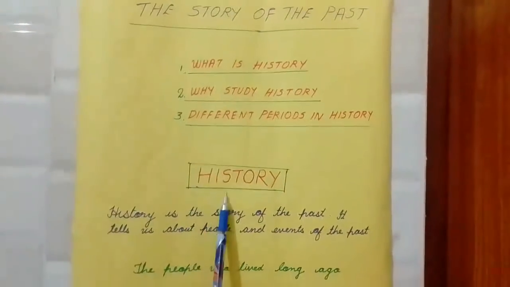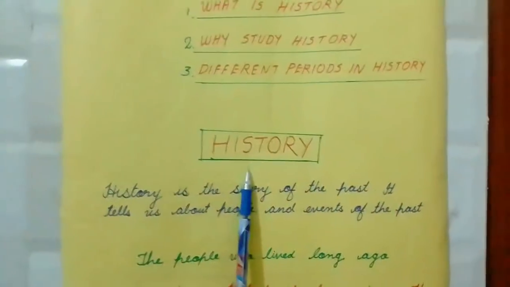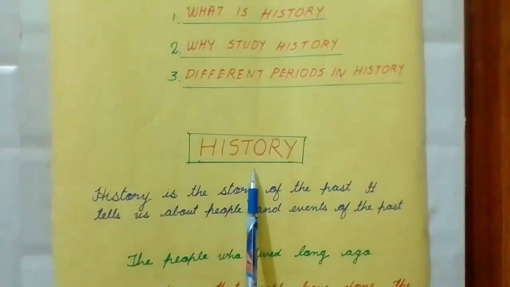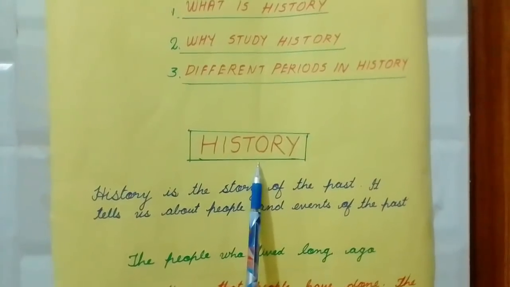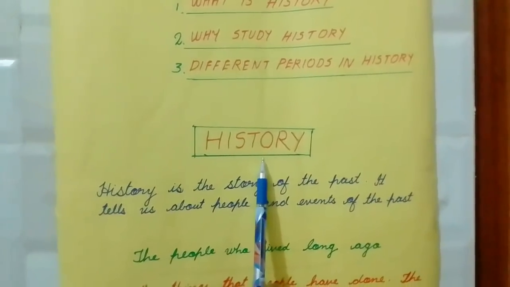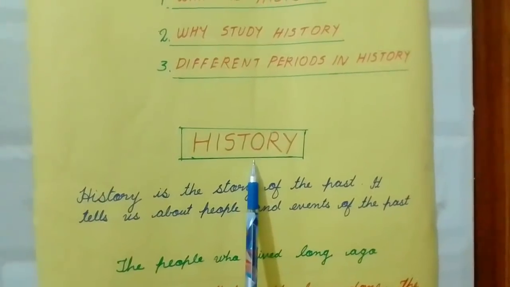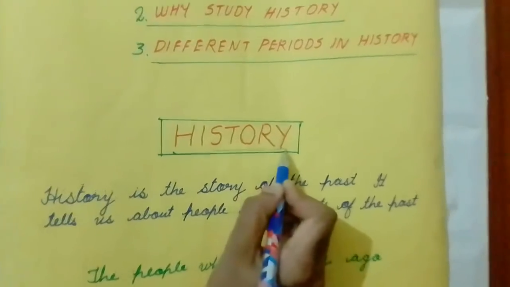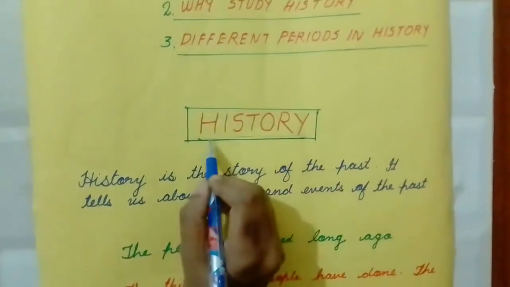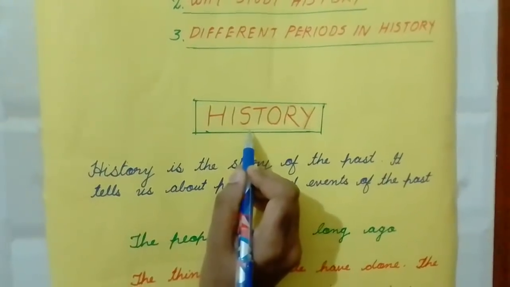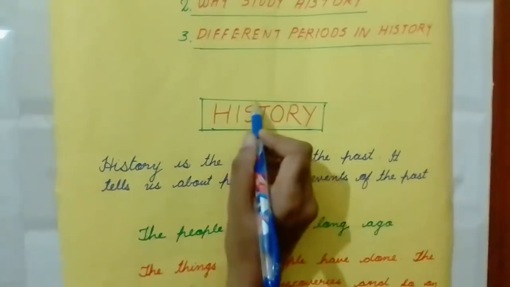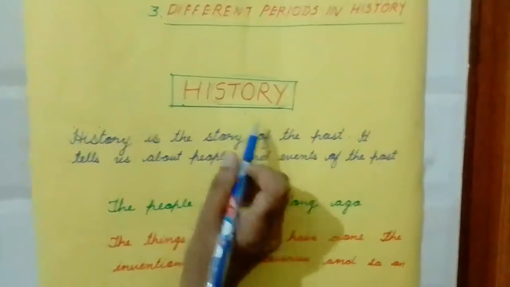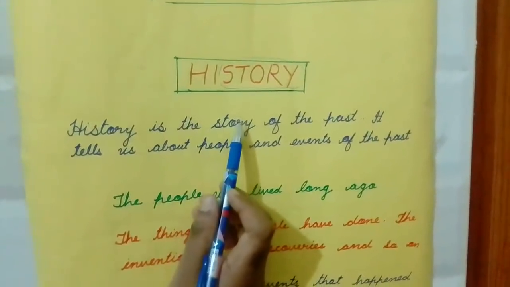The word history comes from the Greek word historia. It means to inquire. When we look at the word history, you will find the word story in it. Therefore, history is the story of the people who lived earlier.